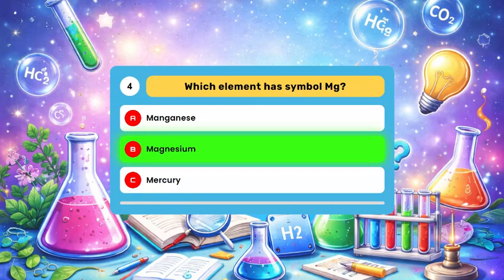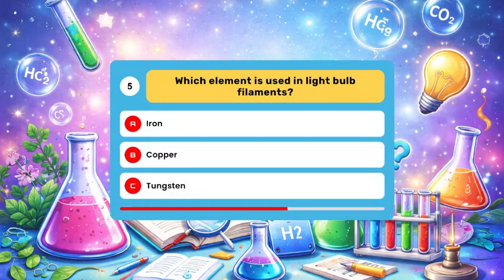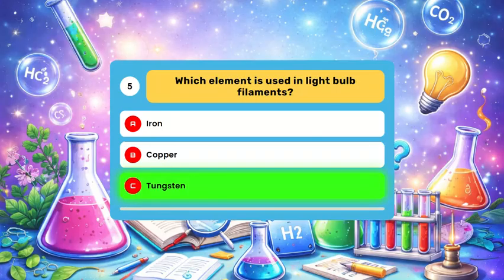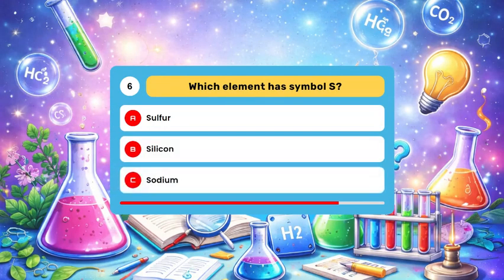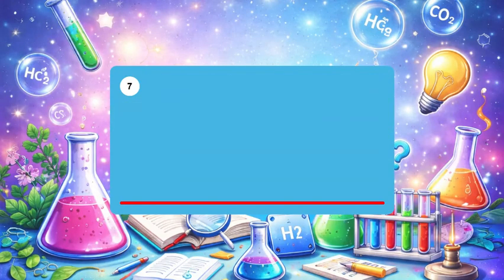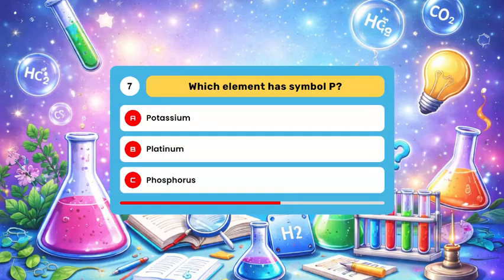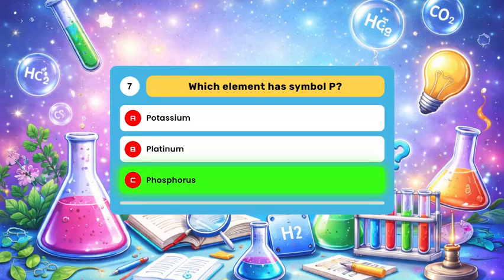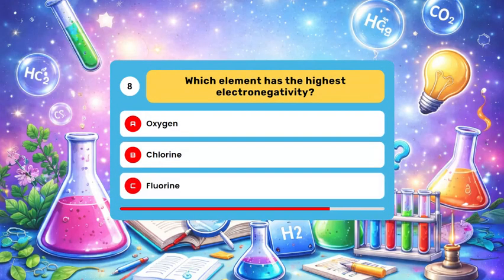Magnesium. Which element is used in light bulb filaments? Tungsten. Which element has symbol S? Sulfur. Which element has symbol P? Phosphorus. Which element has the highest electronegativity?